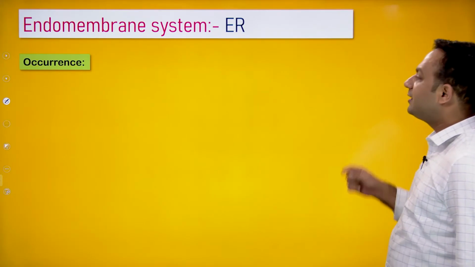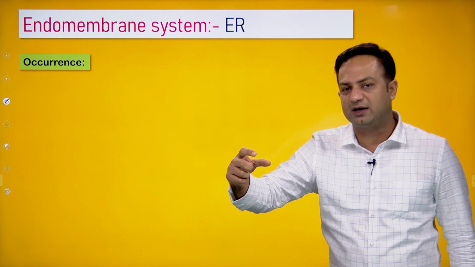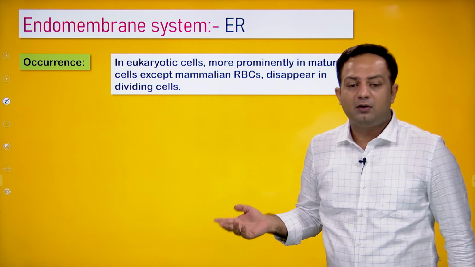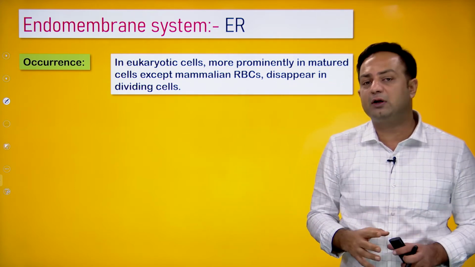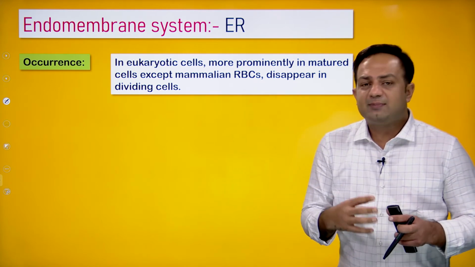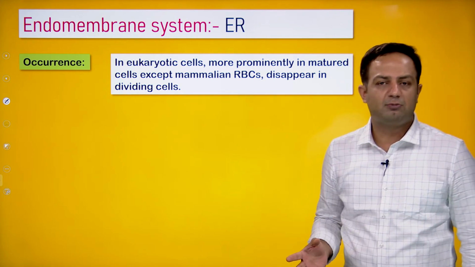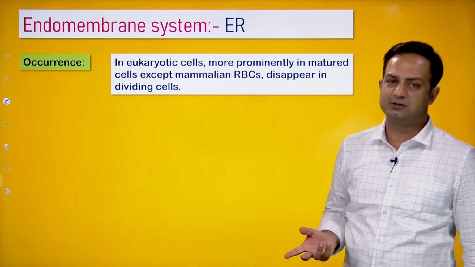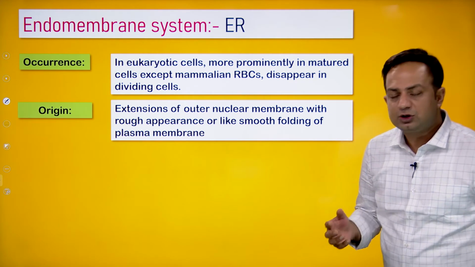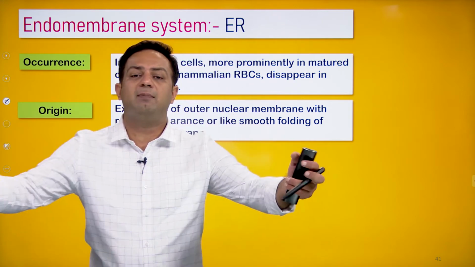Next, in that endomembrane system, the ER, the endoplasmic reticulum. The name says endoplasmic, meaning inside, and reticulum means network. It is found in eukaryotic cells, particularly those which are matured, but it disappears in dividing cells. However, human RBCs, which do not have a nucleus, definitely don't have endoplasmic reticulum as well. They don't have Golgi apparatus also, right? Then about the origin, from where it originated. I can say that endoplasmic reticulum seems to be the extension of the outer nuclear membrane.